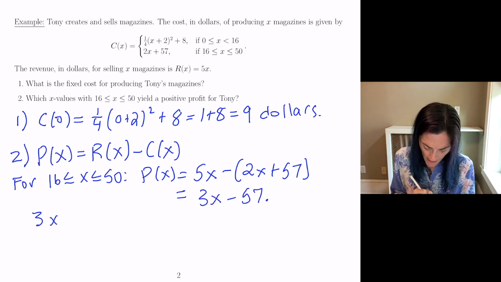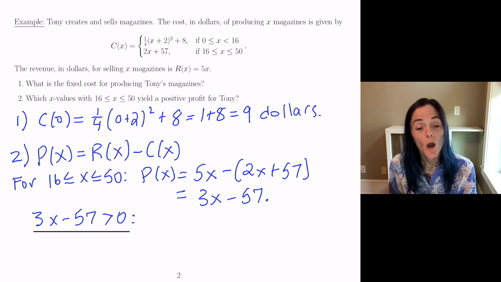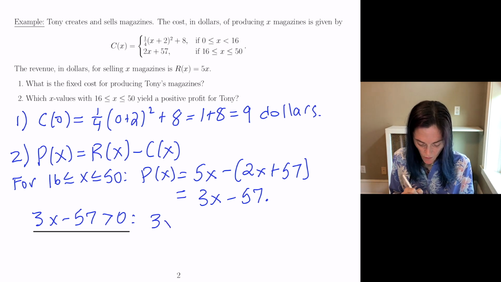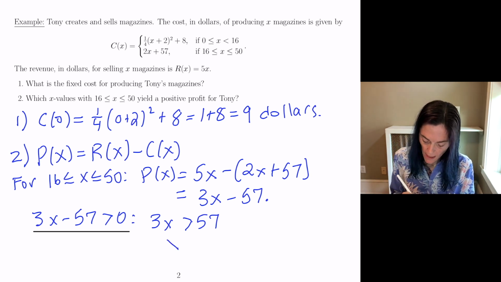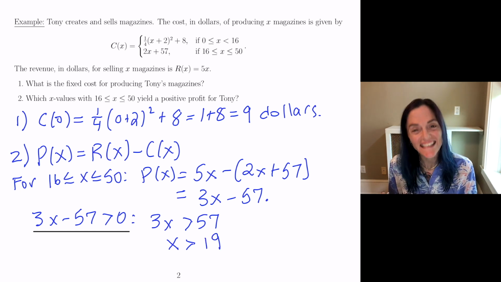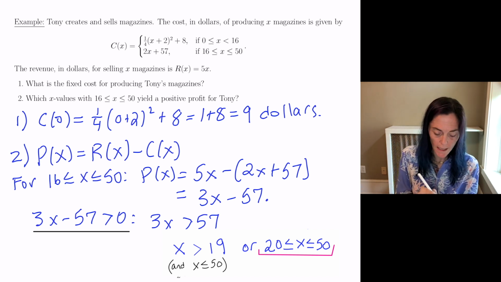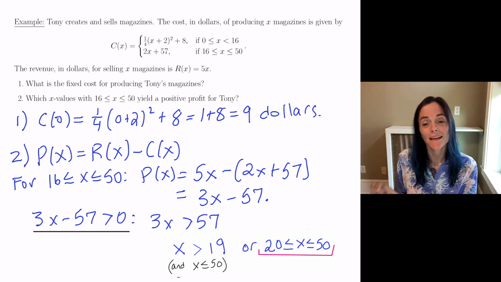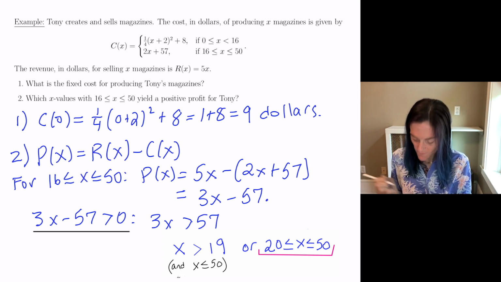Let's solve 3x minus 57 greater than 0. Well, I can add 57 to both sides. We have 3x greater than 57, and now just divide by 3. We get x greater than 57 divided by 3, which is 19. Really, this is a number of magazines here, so we could either say x greater than 19 or x bigger than or equal to 20. Either one is perfectly fine.